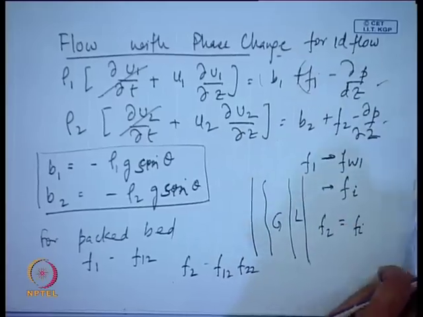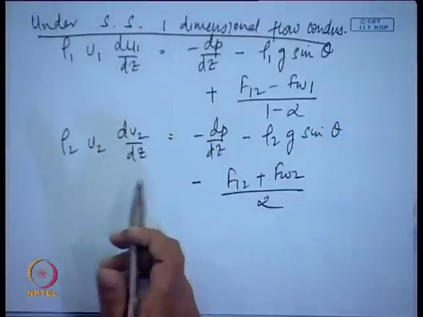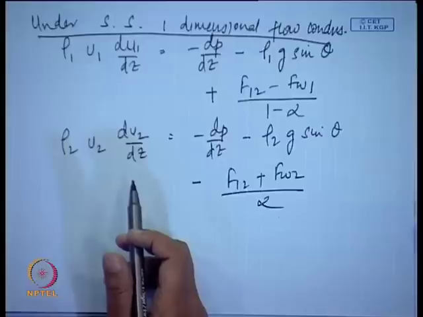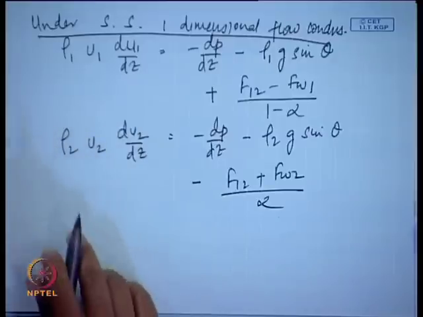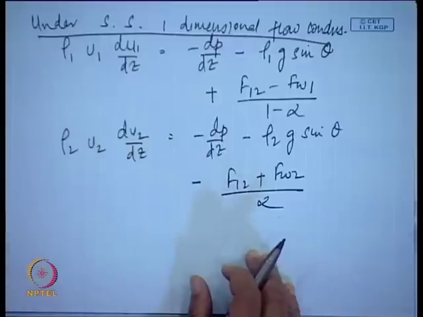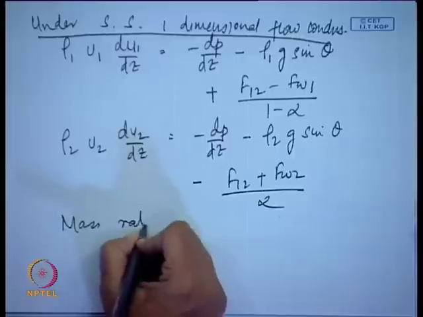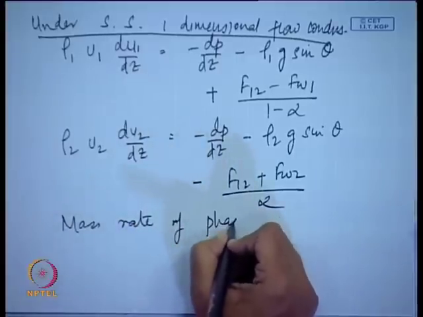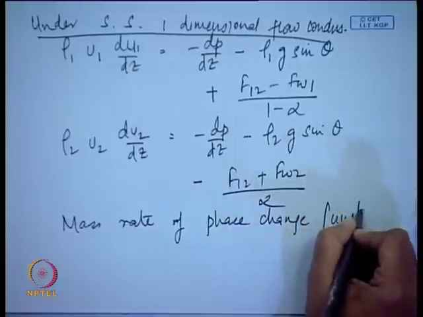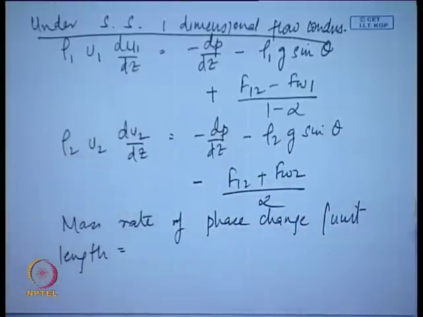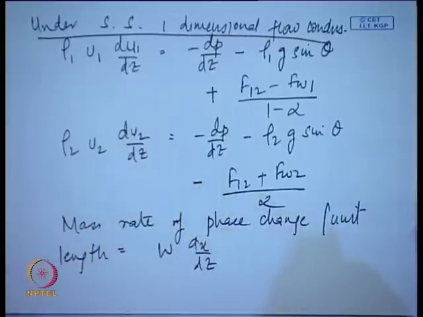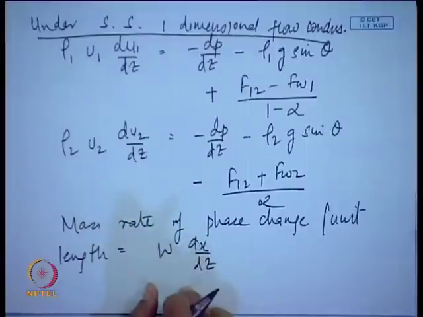Now, tell me, when change of phase occurs, what happens? There is some portion, you do not know what portion, which changes from the velocity of one phase to the velocity of the other phase. Now, suppose we assume that the mass rate of phase change per unit length is equal to, say, w dx dz. Per unit length, what is the mass rate of phase change? It is dx dz per unit weight of the two phase mixture. So for the total two phase mixture, it is going to be w dx dz, isn't it?